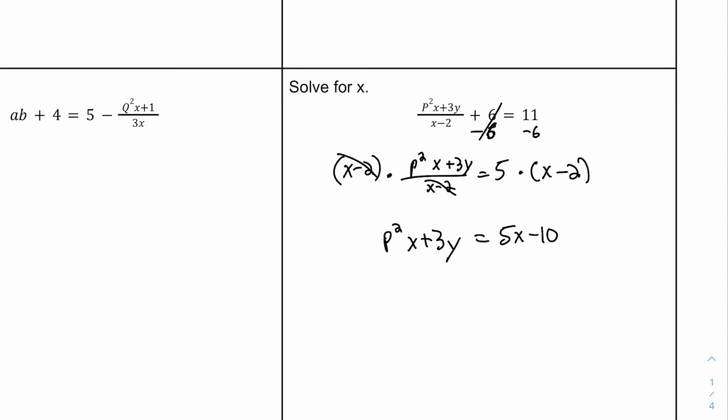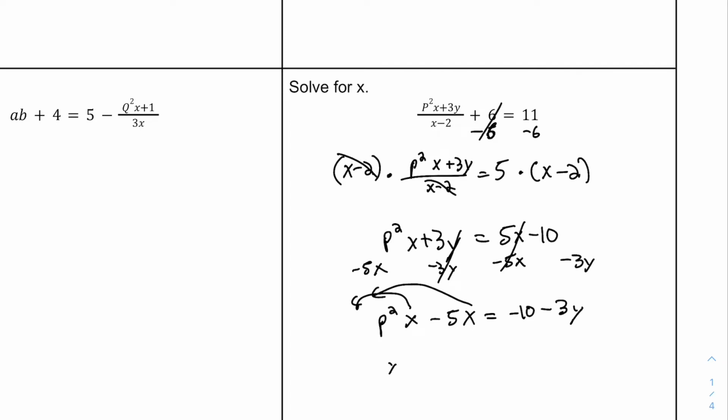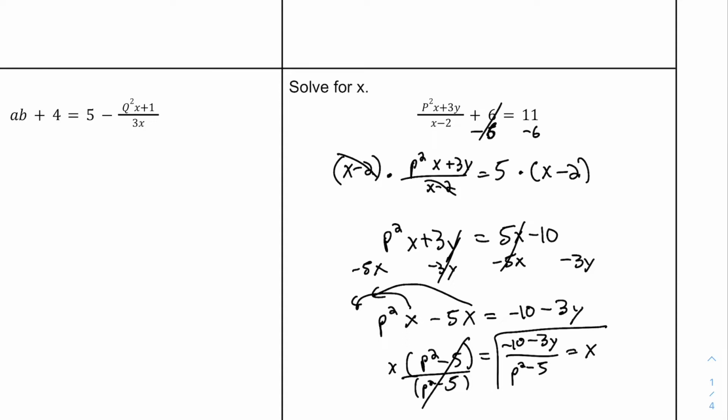Here I want all my x terms on the same side, so I'm going to subtract 5x from both sides. And I will subtract 3y from both sides. And we will get p squared x minus 5x equals negative 10 minus 3y. I can factor out my x. We get x times p squared minus 5 is equal to negative 10 minus 3y. And now we divide by p squared minus 5 on both sides of the equation. And we have solved for x.